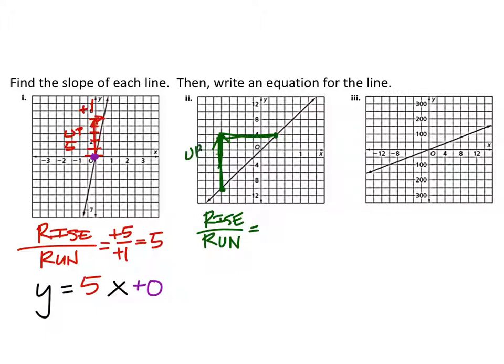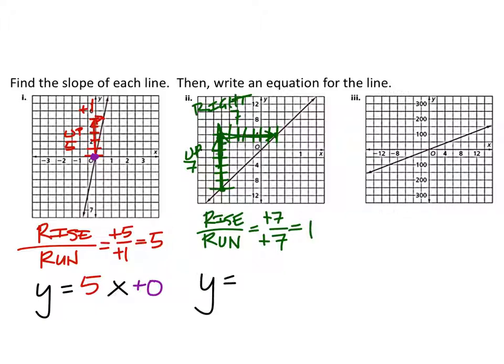But on this one, I see that it goes up. How far up does it go? Starting here, 0, 1, 2, 3, 4, 5, 6, 7. So that's a rise of up 7. And then from there, we would have to go to the right. And how far to the right? 0, 1, 2, 3, 4, 5, 6, 7. So that's to the right 7, and when we simplify this, we get a slope of 1.